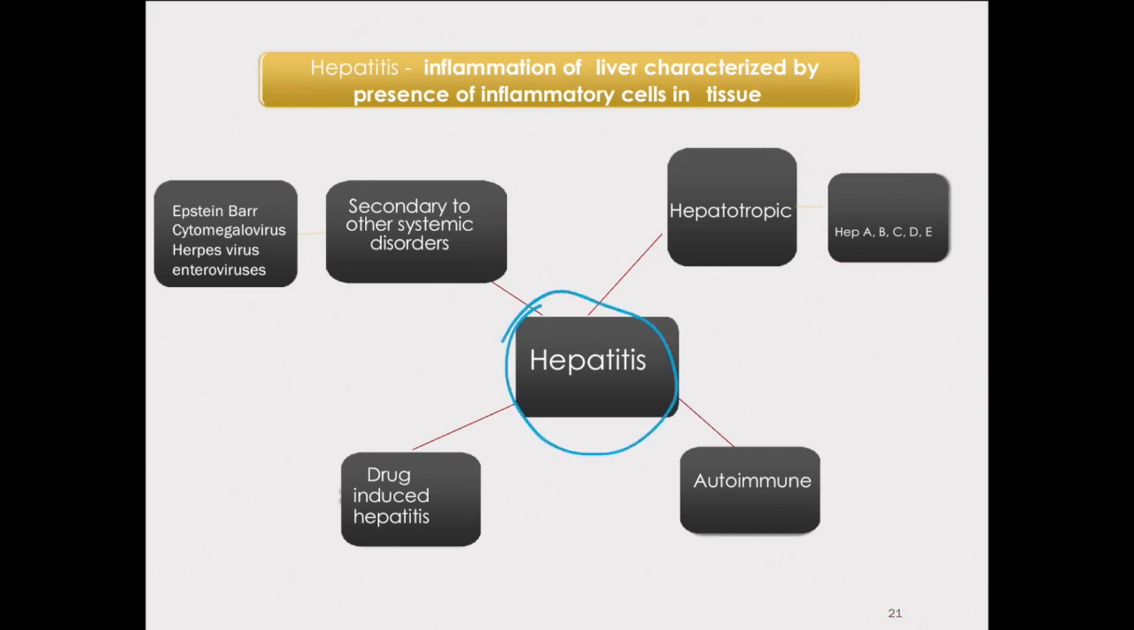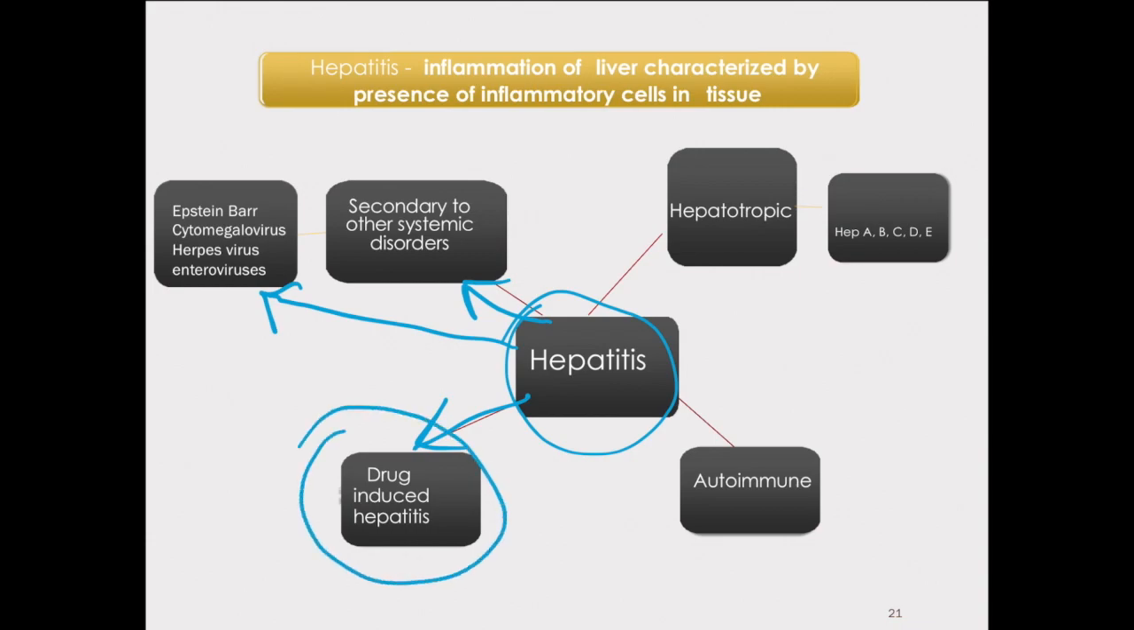So yes, it can be caused by certain viruses, or secondary to other disorders. You can have a drug-induced hepatitis. Acetaminophen has been shown to cause liver toxicity. Autoimmune: sometimes an autoimmune disease like, say, lupus will actually attack the liver itself and cause hepatitis. And then you have these hepatotropic viruses, your Hep A, B, C, D, and E. And D and E we won't really talk about.